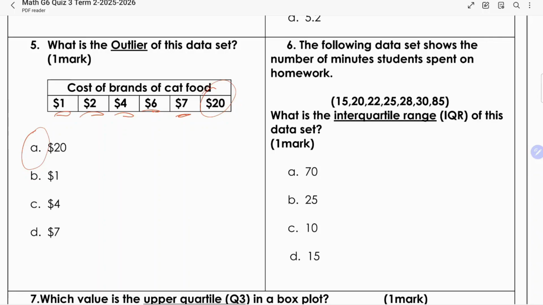Sorry, number 6. So number 6 says the following data set shows the number of minutes students spent on homework. We've got our data set here. It's already in order. What is the interquartile range of this data set? So we're looking at distance from the first quartile to the third quartile.